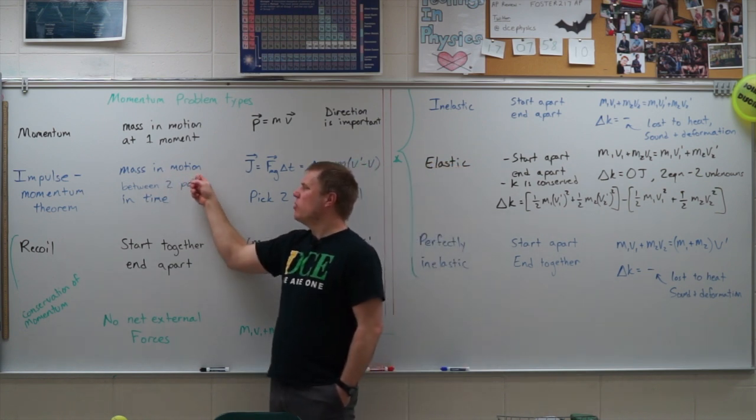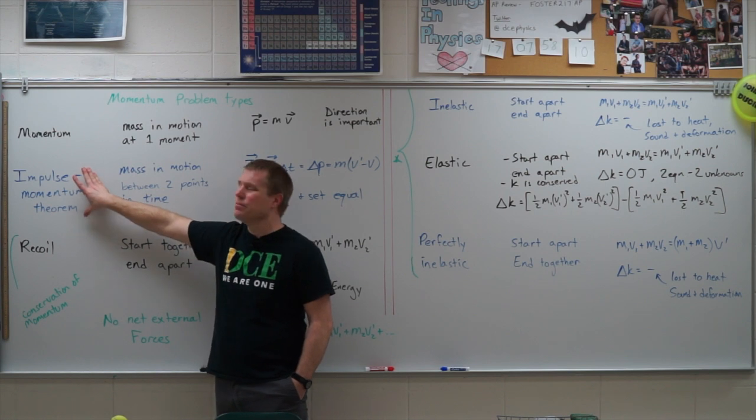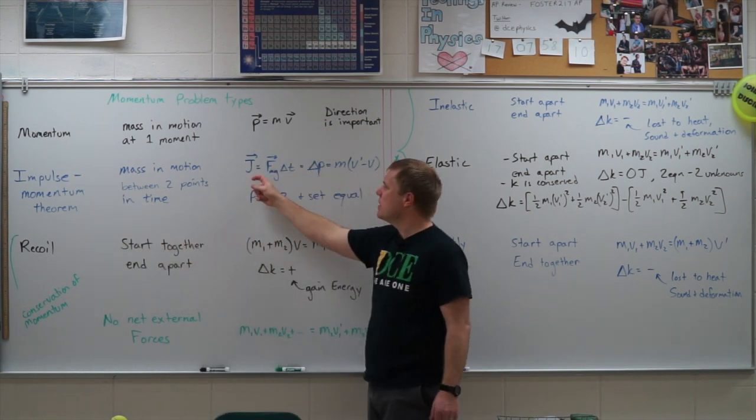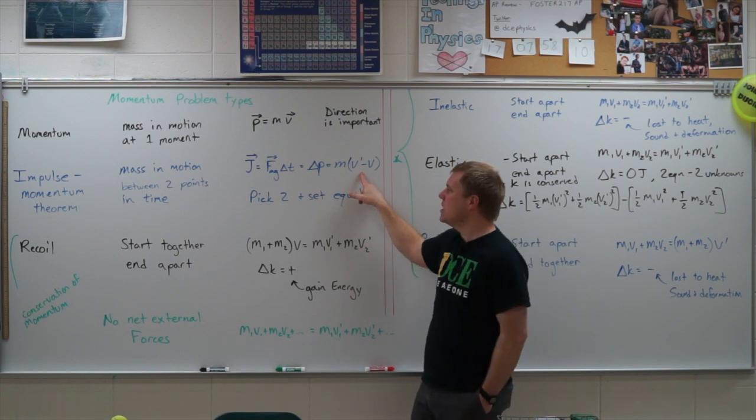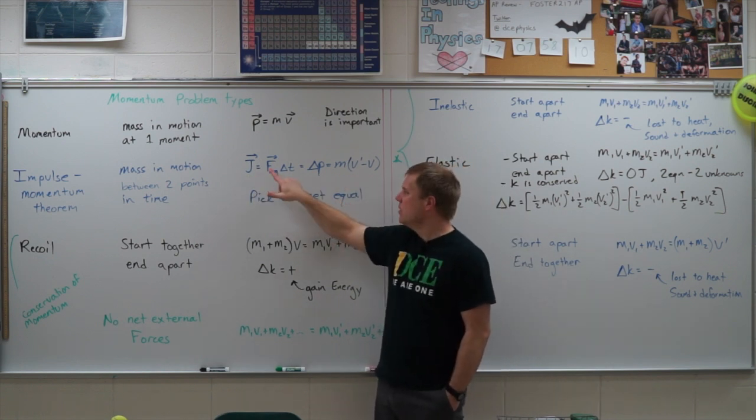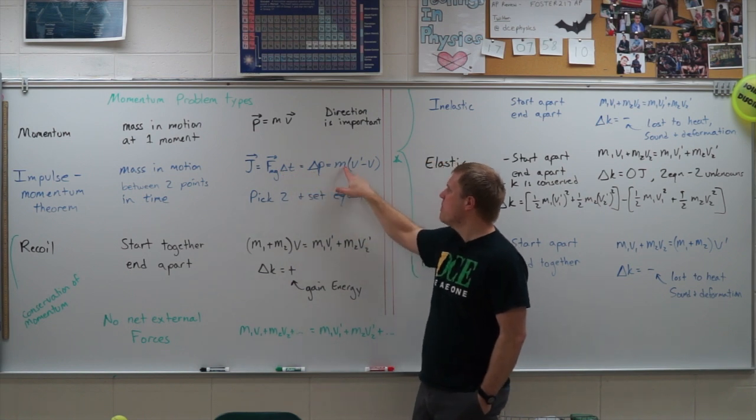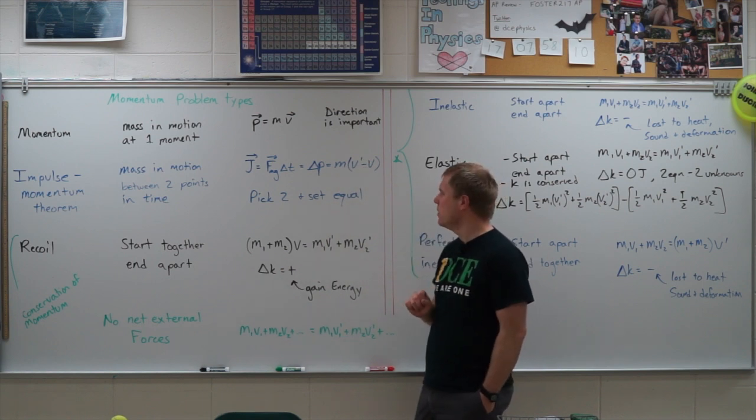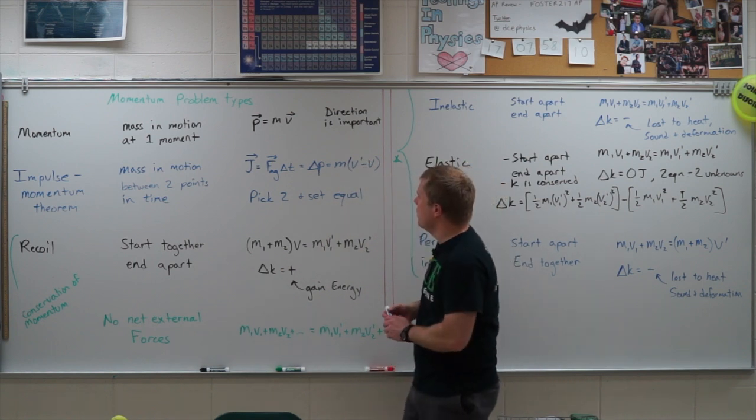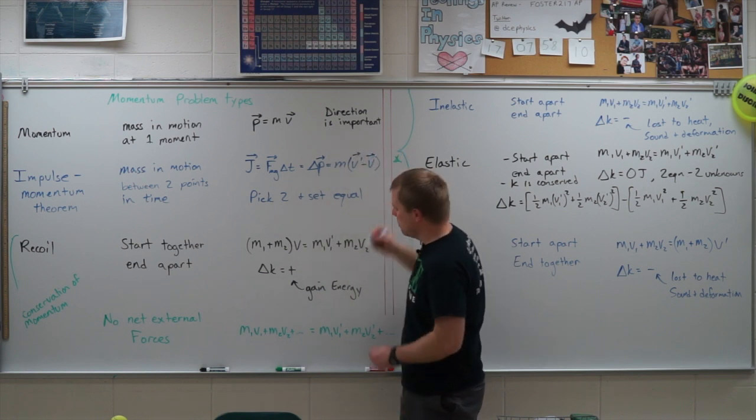Now, if I have a mass in motion between 2 points in time, I'm using the impulse momentum theorem. Okay, so the impulse momentum theorem is this. It has these 4 equations that are all equal to each other, J being the impulse, the average force over time, the change in momentum, mass, and final velocity minus initial velocity, that prime meaning final. Let's put some arrows on those to indicate they have direction as well, because direction is important.